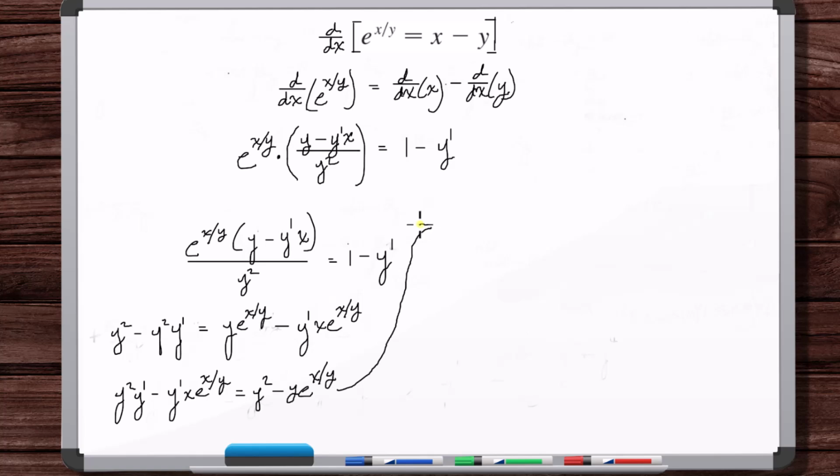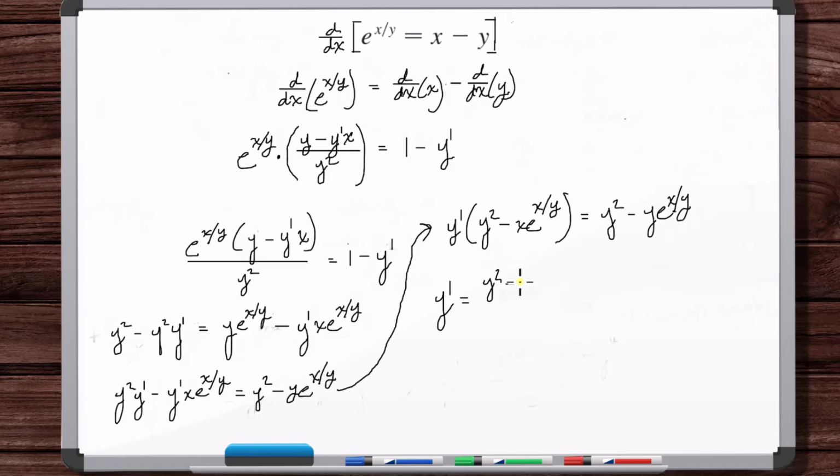Okay, so now let's factor out a y prime. Okay, so now just divide both sides by this term here, and so we've got y squared minus y e to the x over y over y squared minus x e to the x over y.